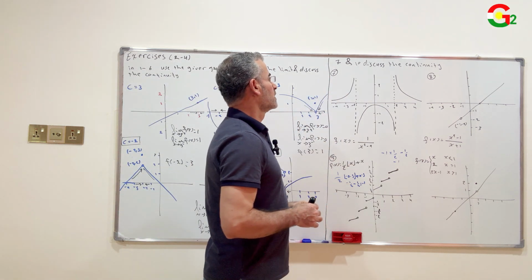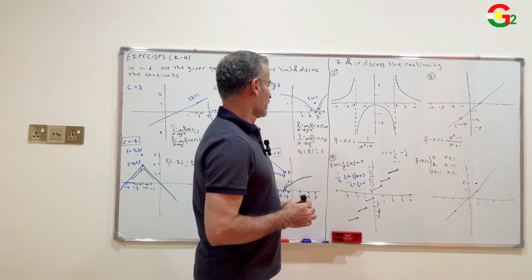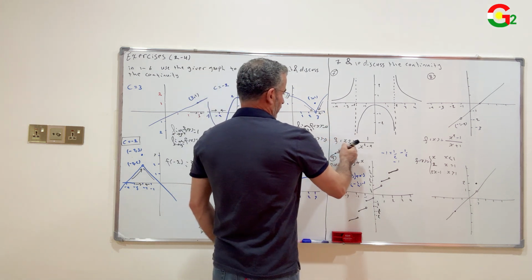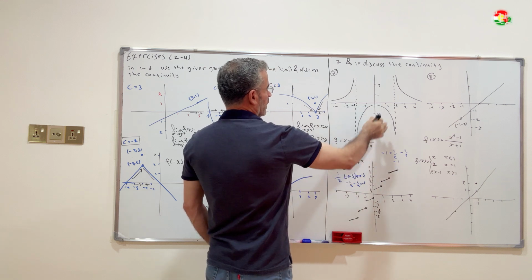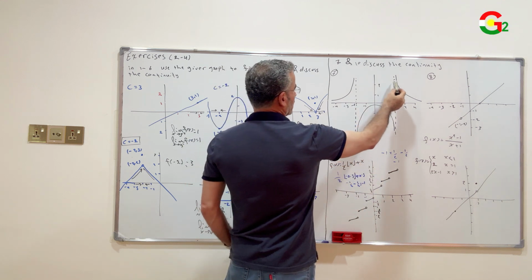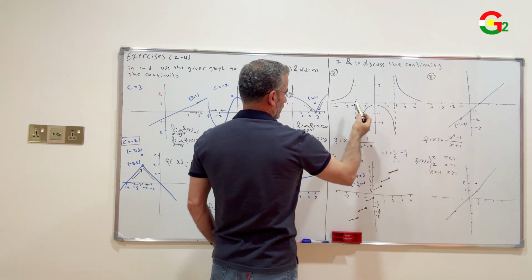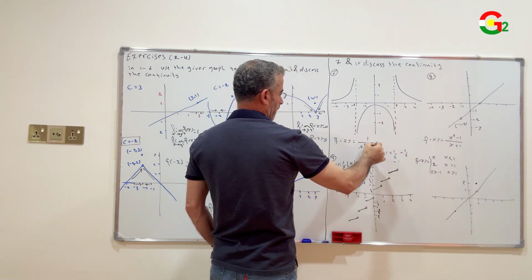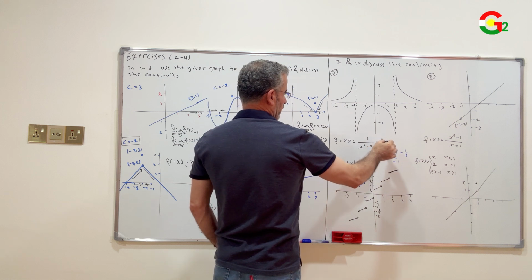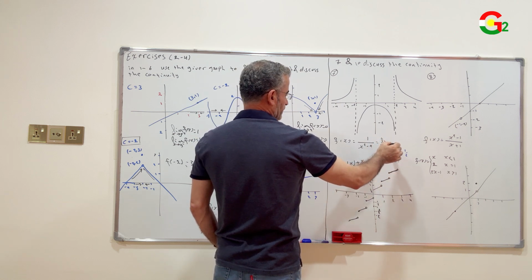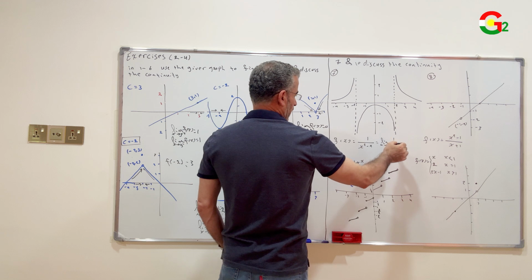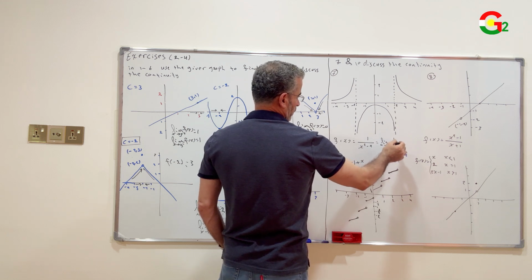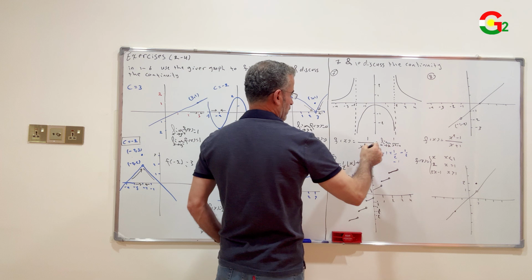Question number 7 to 10, discuss the continuity. f of x equals 1 over x power 2 minus 4. As you see in this graph, this function has discontinuous points at 2 and -2. And if we want to find the limit of this function when x approaches 2, then the value is undefined. 1 over 2 power 2 minus 4, 1 over 0 is undefined.